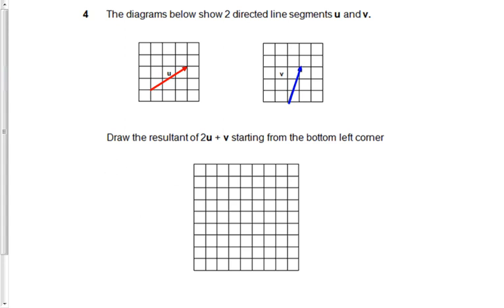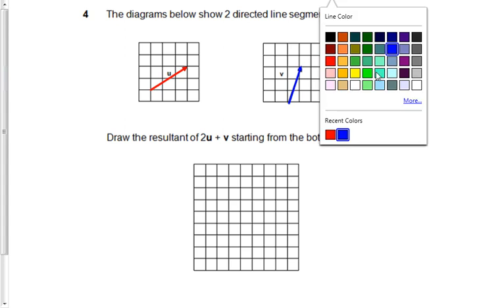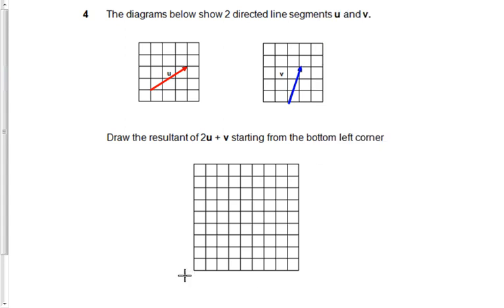So drawing in this resultant, I'm just going to draw it in starting at our bottom left corner. 1U is 3 across and 2 up. A second U would be 3 across and 2 up. And our V comes in at 1 across and 3 up. And finally we can draw our resultant, which red and blue make purple. So I'll draw in my resultant like that, and see my resultant again ends in a little arrowhead.